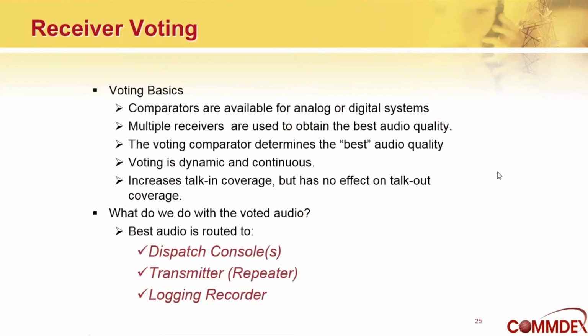So receiver voting is a way you can select the best signal from these distributed receivers. The comparator unit is the piece of hardware that does that. They are made for both analog and digital systems. So you'll have multiple receivers. You'll try to select one with the best audio quality, and there's different ways to do that depending on whether it's analog or digital. The process will be dynamic and continuous. Its effect is on the talk in or receive side and has no effect on the talk out or transmit side.